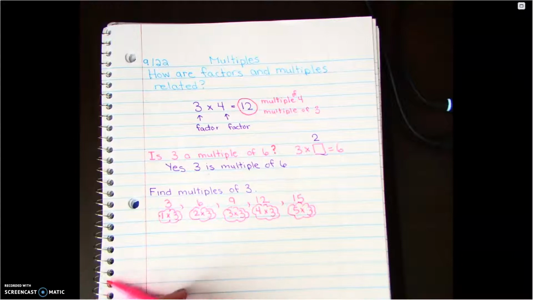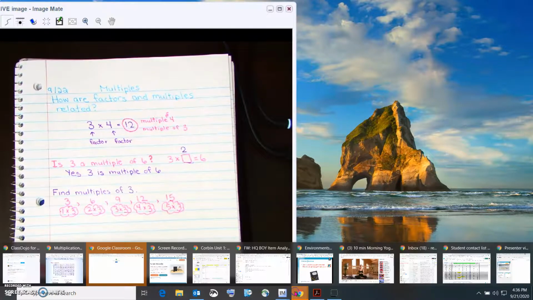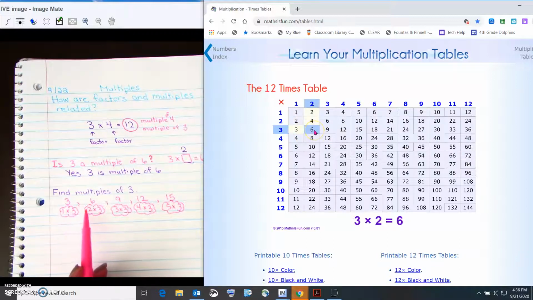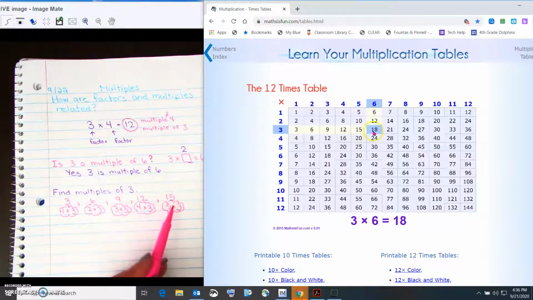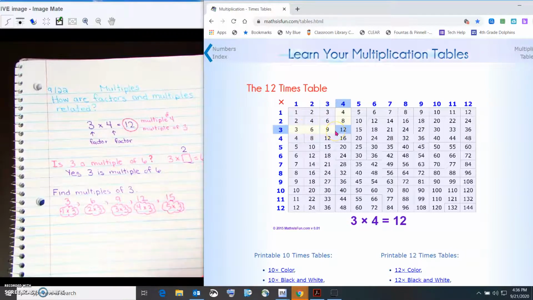Now, using this on the multiplication table, let's get that out. So if I looked here at my 3's, these answers are all multiples, and you can see how they match. We've got 3, 6, 9, 12, 15. So if we kept going, 3 times 6, 18 is a multiple. 7 times 3, 21 is a multiple. So all of these answers are multiples of 3. All right, so let's practice a little bit.